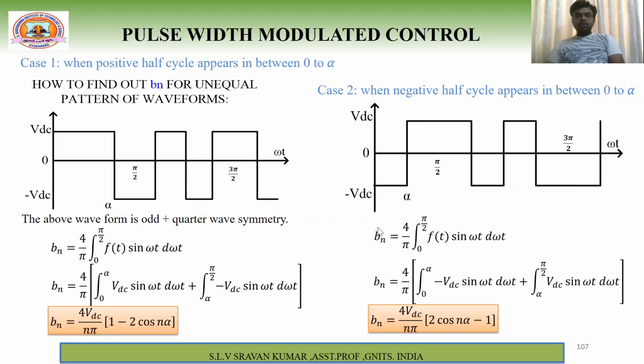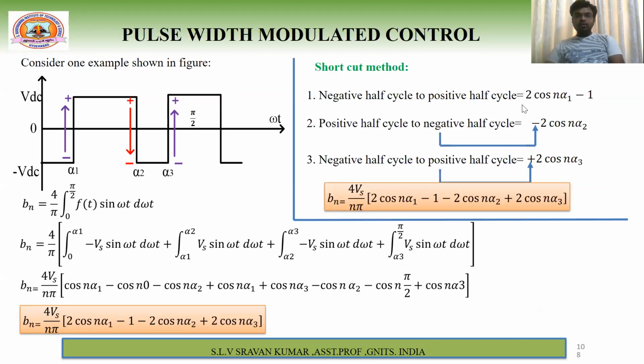2 cos n alpha minus 1. So like that, first you have to write down 2 cos n alpha 1 minus 1. That is the first one, because here the negative half cycle is starting. So that's why you have to write 2 cos n alpha 1 minus 1.